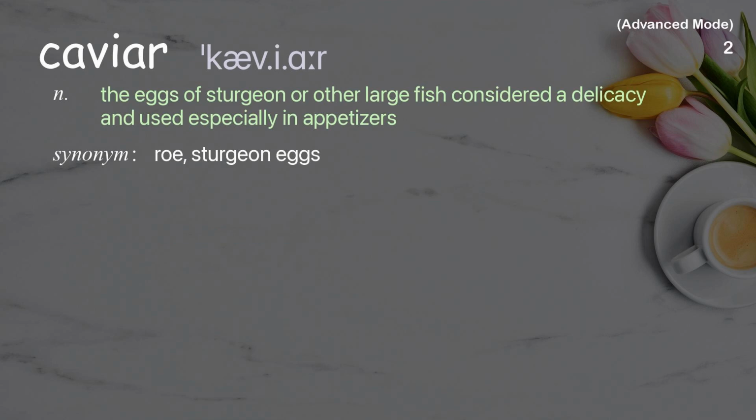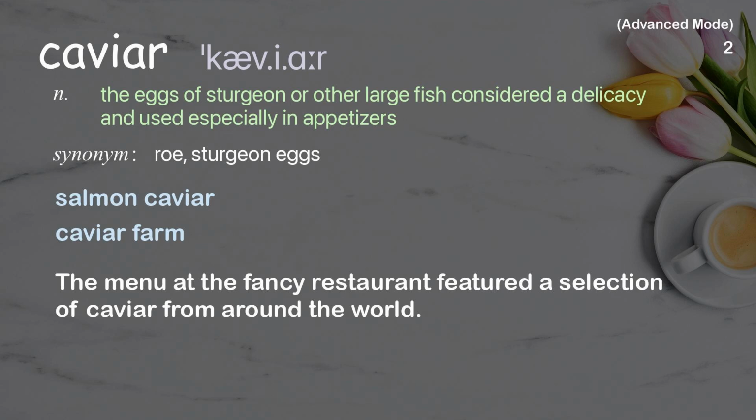Caviar. The eggs of sturgeon or other large fish, considered a delicacy and used especially in appetizers. Examples: Salmon caviar. Caviar farm. The menu at the fancy restaurant featured a selection of caviar from around the world.